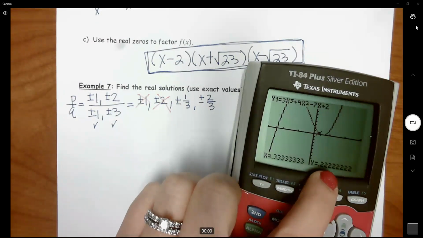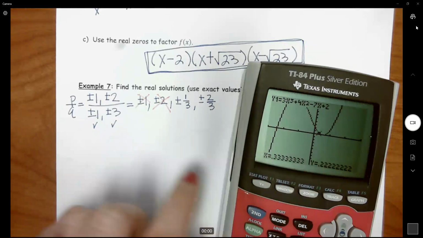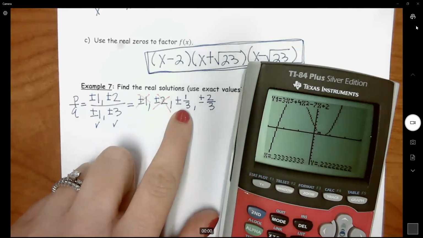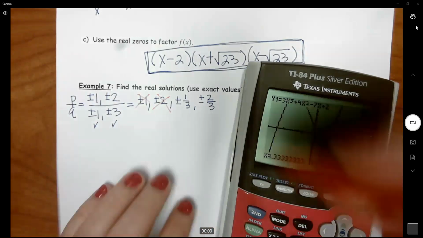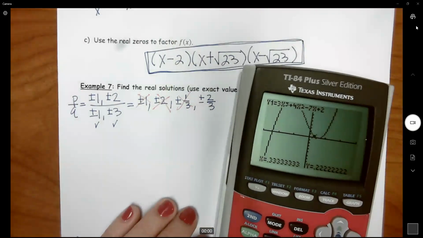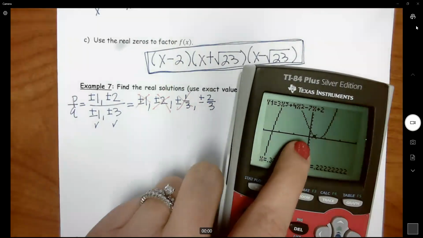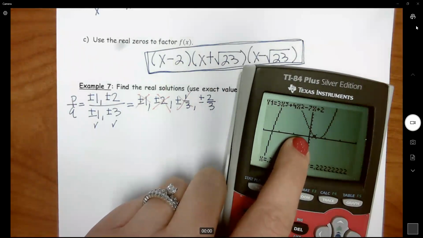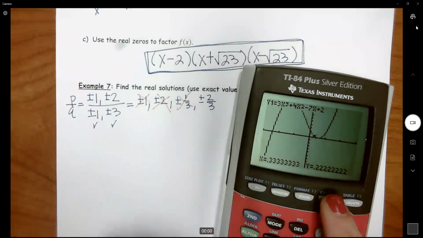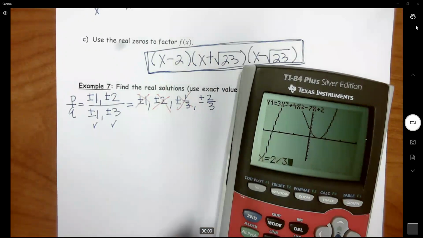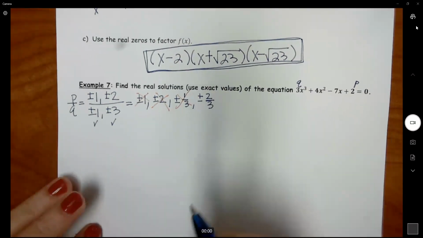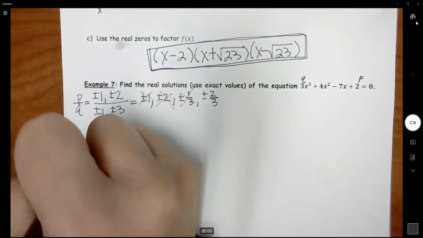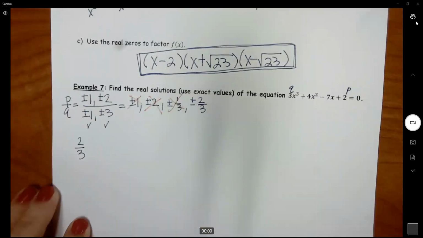That's not it because y is not 0. So let's try -1/3. Well, I can tell that's not it, right? -1/3 would be somewhere over here. Okay, so it's not 1/3. So let's try 2/3 because I can see it's not -2/3. -2/3 would be over here as well. So 2 divided by 3. And there we go. We get y is 0. So 2/3.